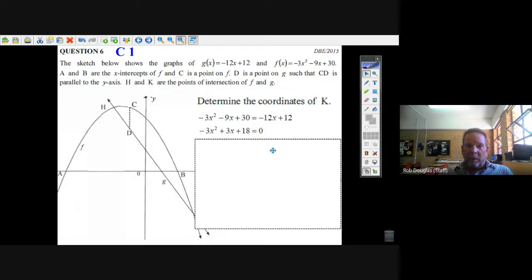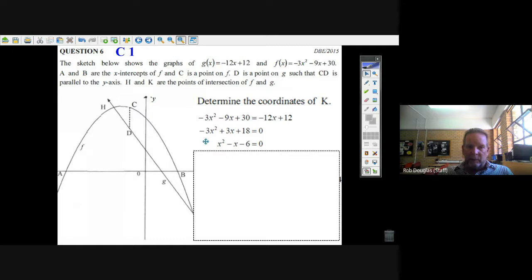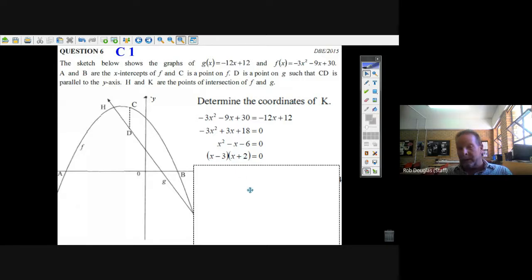Well, this is the memo. All we've done is we add 12x to minus 9x, we get 3x, to both sides. We take away 12, we get 18. We divide everything by negative 3, and it turns into this much easier question of x squared minus x minus 6. Then we factor it. Minus 3 times 2 is minus 6. And minus 3 times x and x times positive 2, minus 3x plus 2x. There's your minus x.